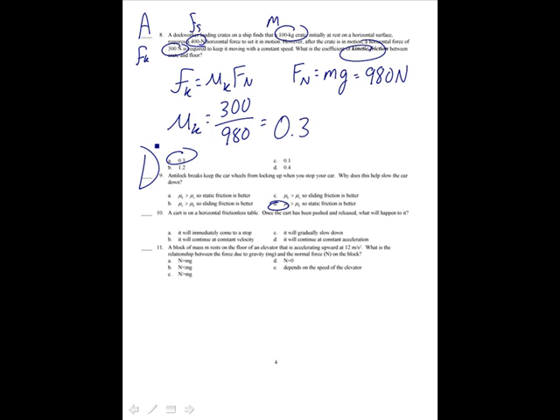A cart on a horizontal frictionless table. Once the cart has been pushed and released, what will happen to it? It will continue at a constant velocity if there are no other forces acting on it, which is the case here.